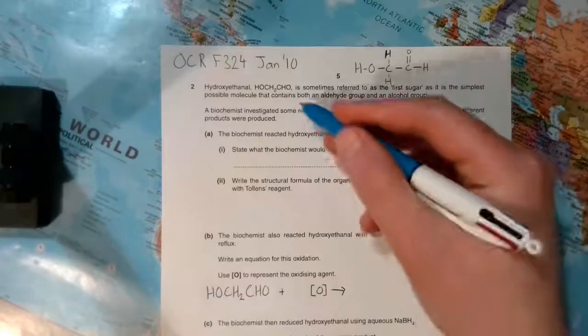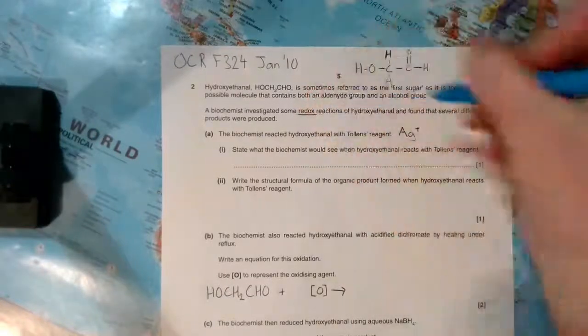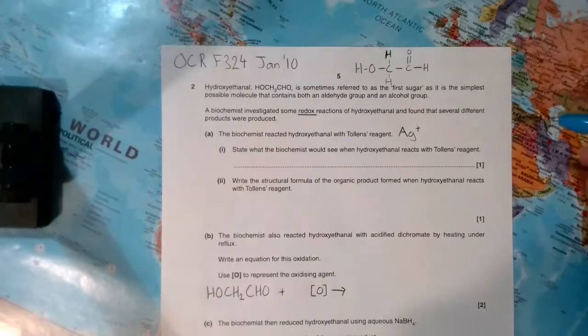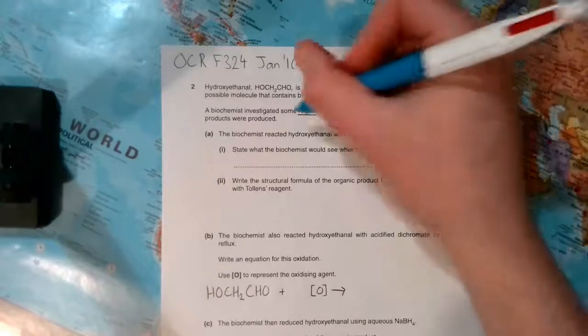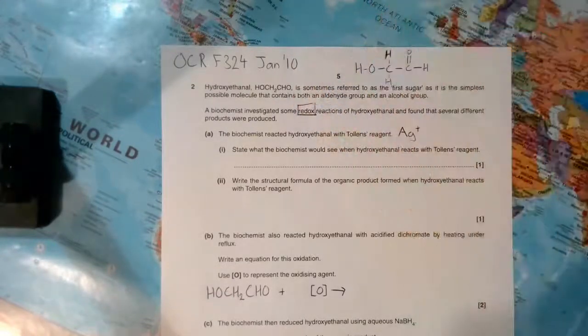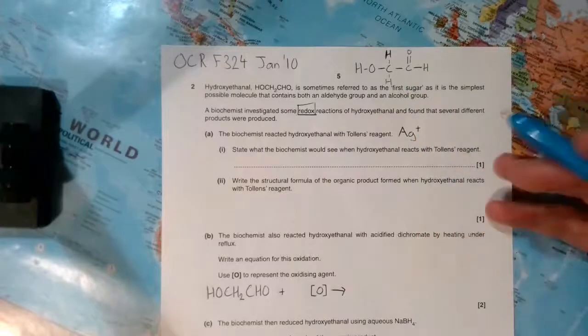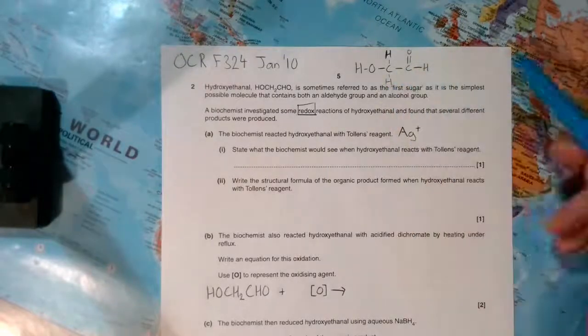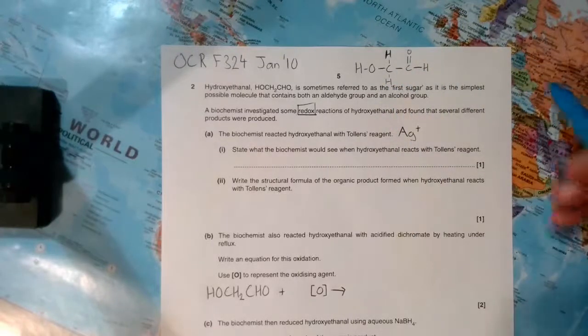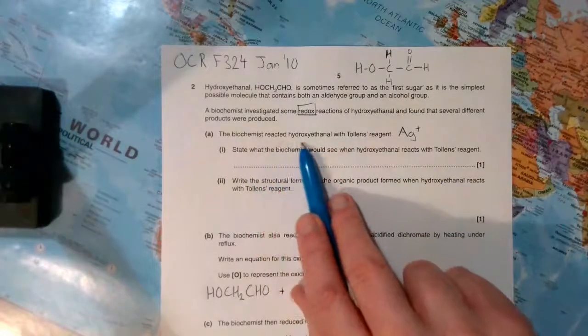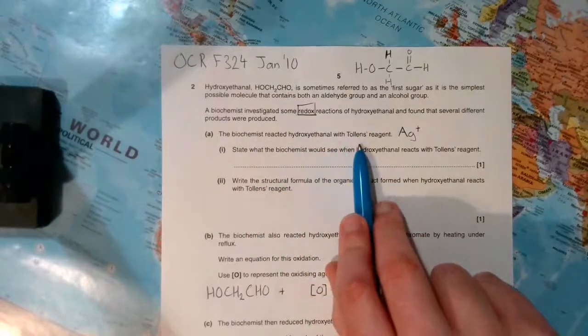So throughout the whole of the question there's going to be some redox reactions. So you know that there is going to be some reduction and there's going to be some oxidation. Remember that, we're going to come back to that later on. And we're going to get several different products. Well, that's because we've got two functional groups, and so they are going to look at different ways to oxidize or reduce as appropriate. So the very first thing, the biochemist reacted hydroxyethanol with Tollens reagent.